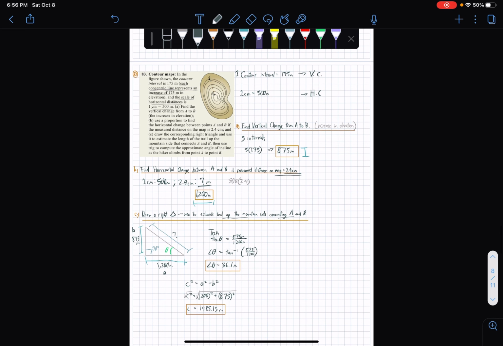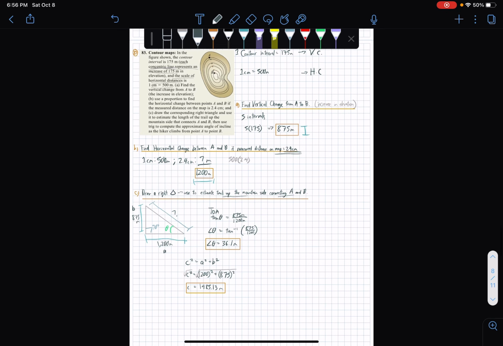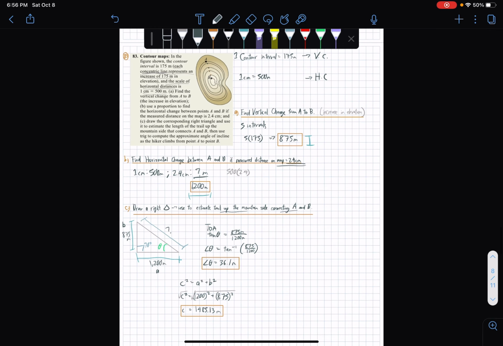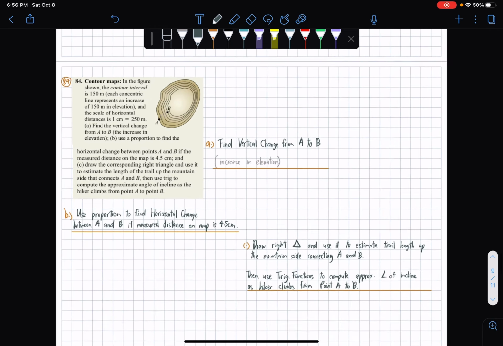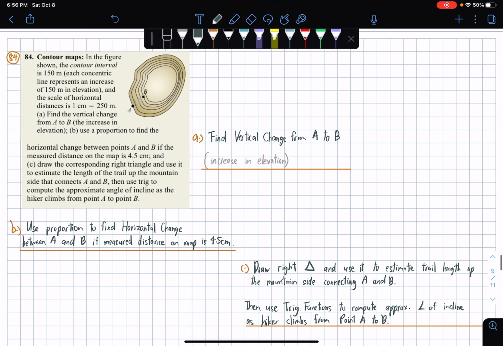Solution's pretty lengthy, but it's pretty easy, actually. It's a subjective claim, but then, I don't know. What do you think? Send some thoughts in the comments below. Let's go for number 84.